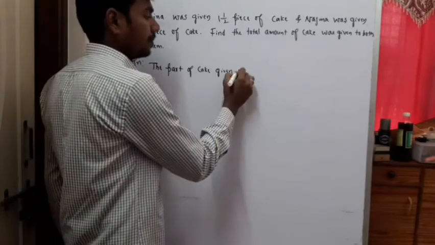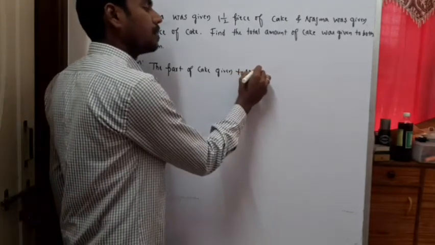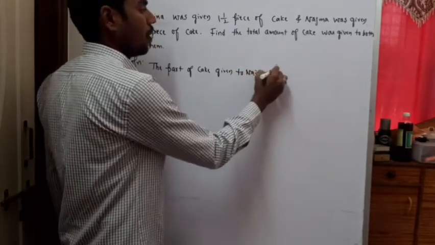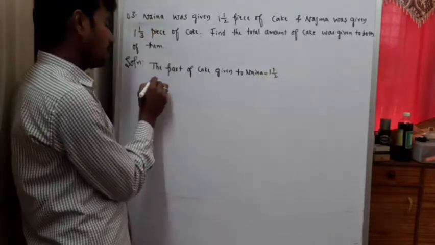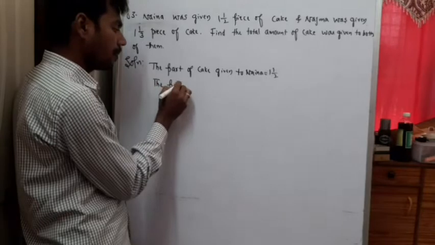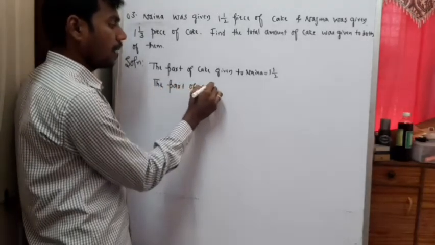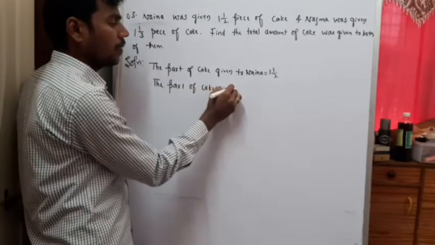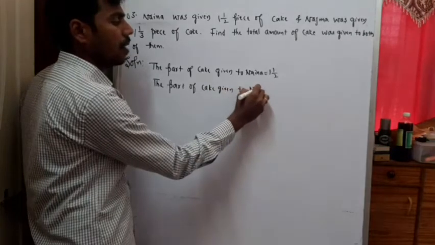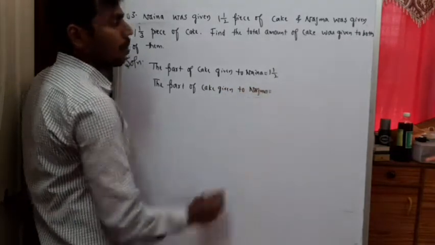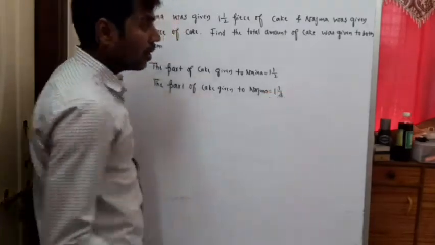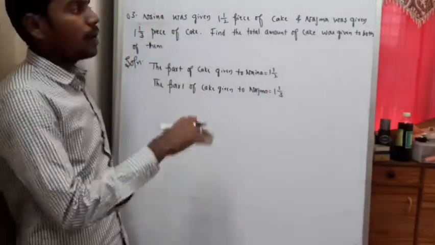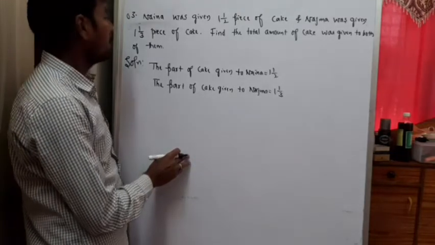First person, which is that person? Naina, is equal to how much? 1 by 2. Then the part of cake given to Najma, is equal to how much? 1 by 3. So what is the question? Total amount of cake given to both of them.